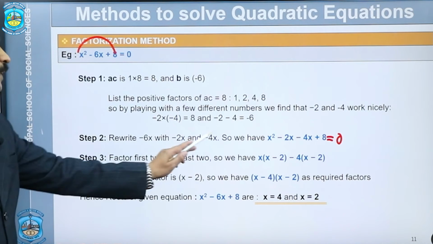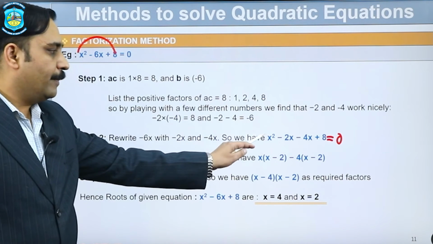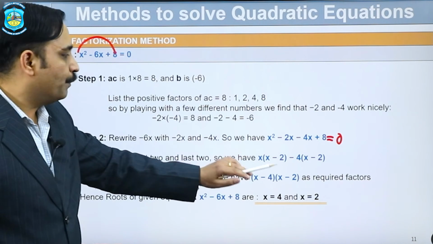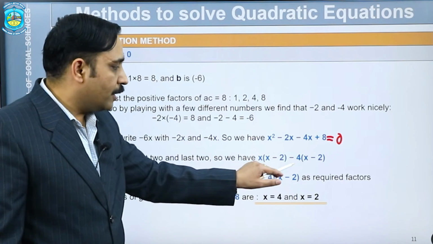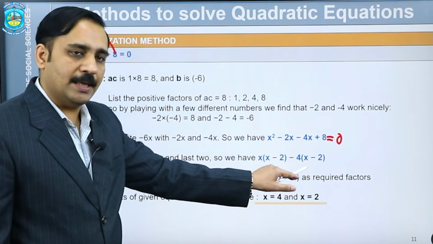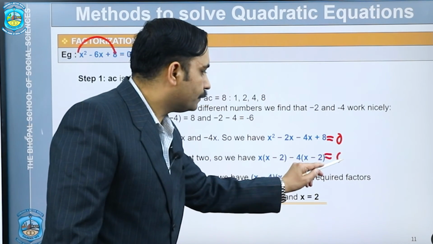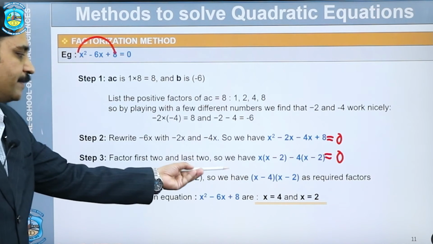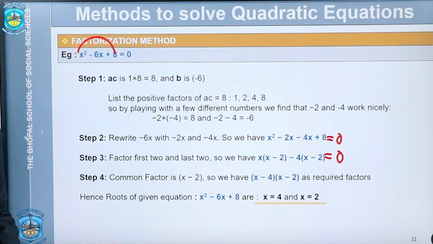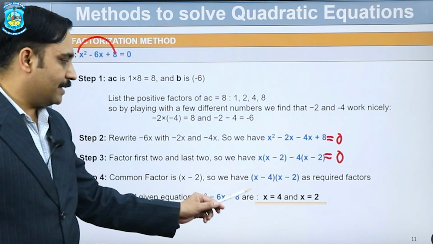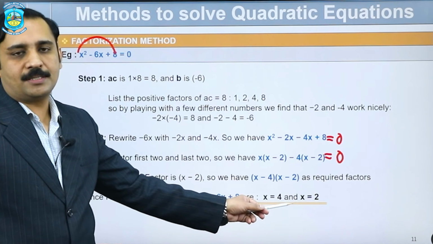Now we have x into x minus 2 because we have taken x as common from the first two. Then we have taken minus 4 as common, so we are left with x minus 2. This is equal to 0. Now we have x minus 4 and x minus 2 as the two factors. That means the value of x is equal to 4 and the value of x is equal to 2.